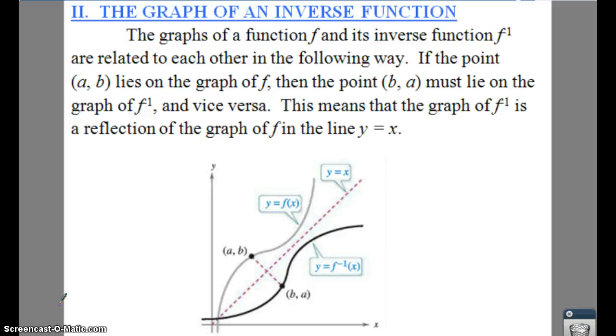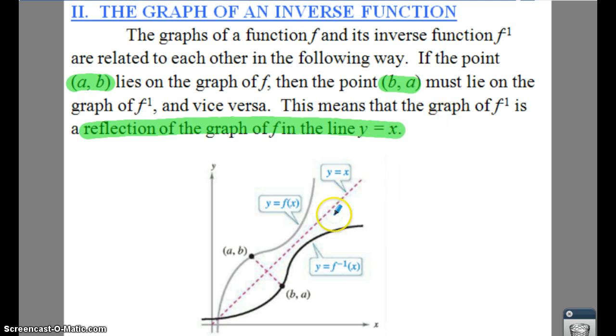All right, the graph of inverse functions. Well, if you're given two graphs and want to figure out if they're inverse functions, it'd be nice to know if they had something in common. Since inverse functions just swap your x's and y's, or in this case a and b, to give you a b and an a, their graphs have to reflect over the line y equals x.